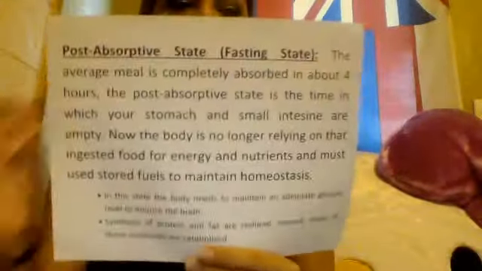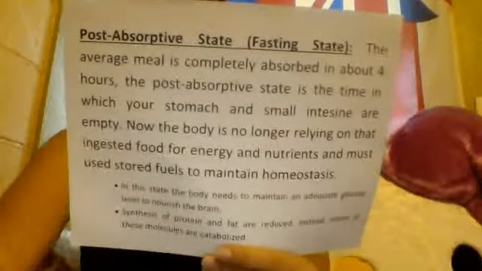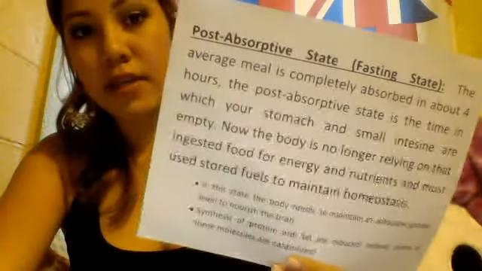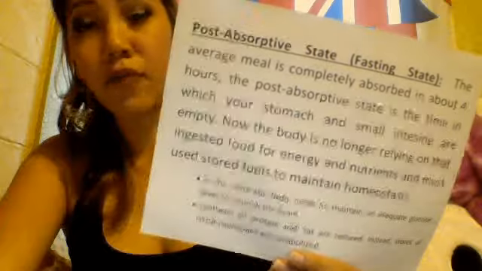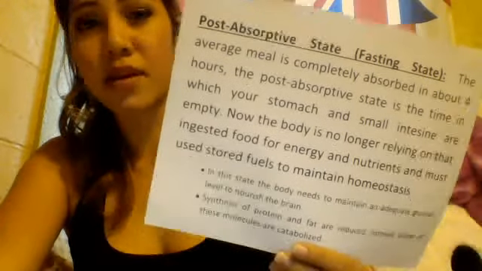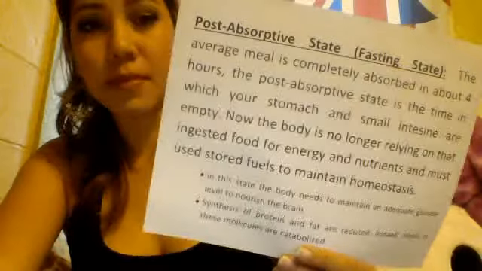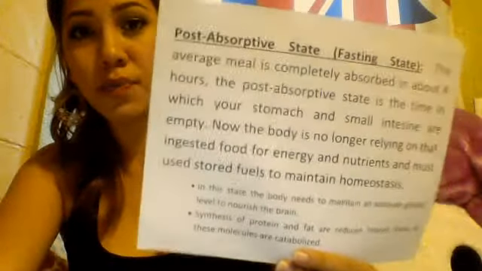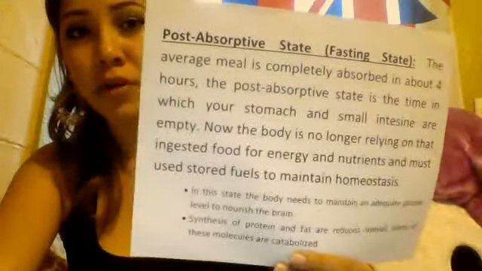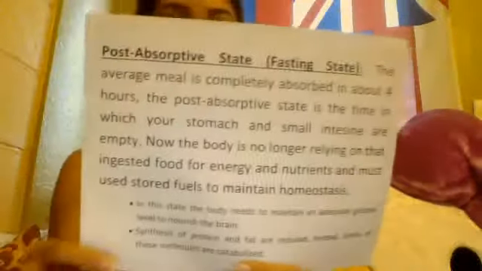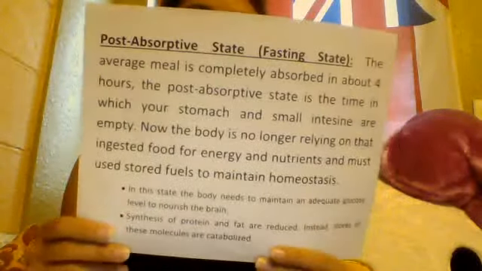So the next state is the post-absorptive state, which is also known as the fasting state. An average meal is completely absorbed in about 4 hours, and at this time your stomach is empty and your small intestines are empty, and the body needs to maintain an adequate glucose level to nourish the brain and the spinal cord. So they will use nutrients that were stored to do this.